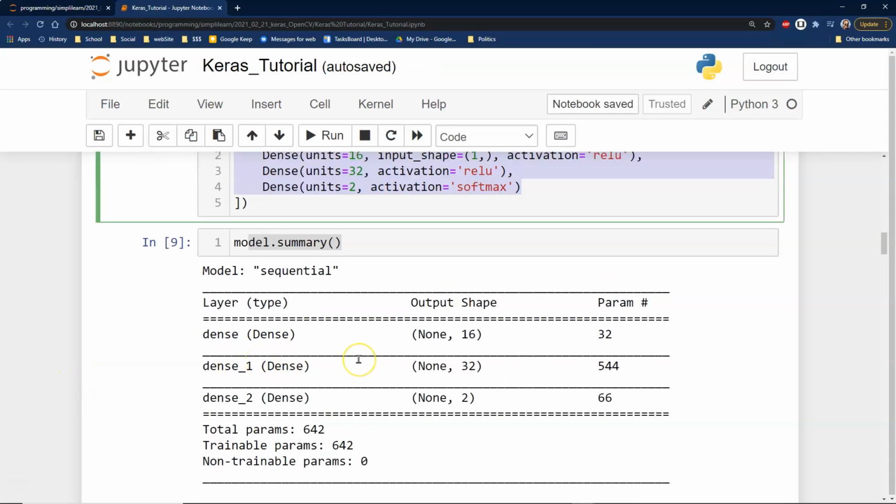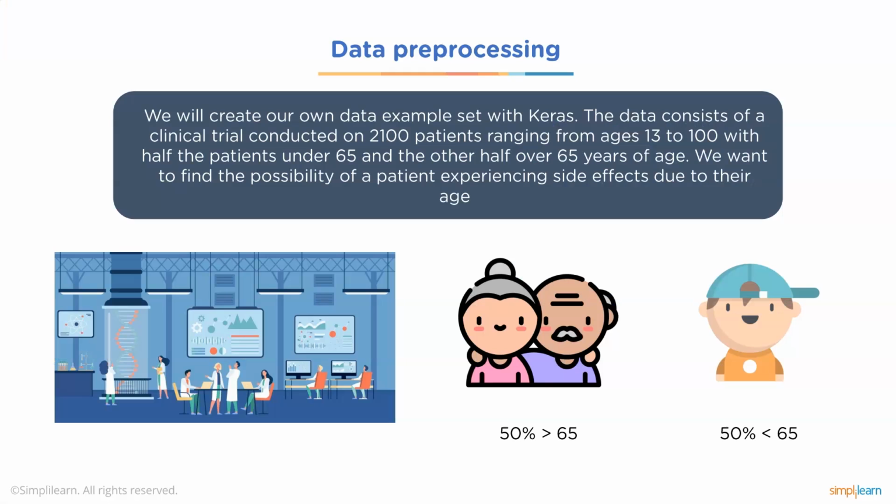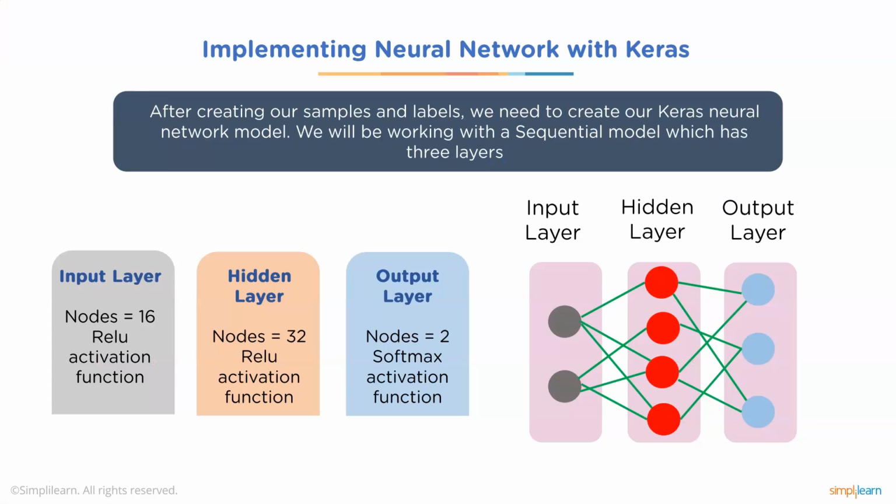Now we can get a lot more complicated. Let me flip back on over here because we're going to do another demo. So that was our basic introduction to it. Okay, so implementing a neural network with Keras. After creating our samples and labels, we need to create our Keras neural network model. We will be working with a sequential model which has 3 layers. And this is what we did. We had our input layer, our hidden layers, and our output layers.